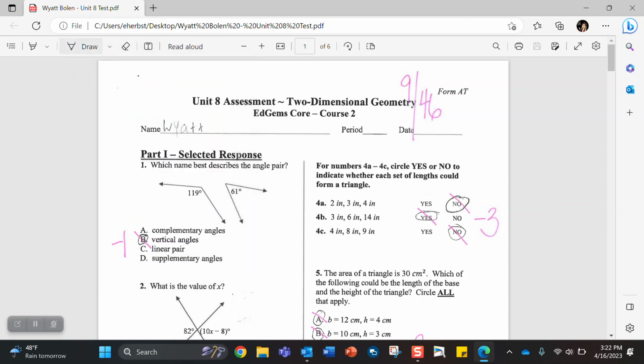Okay, so the first question asks which name best describes the angle pair. He selected vertical angles, but vertical angles are formed by intersecting lines. So remember that, for example, these two angles here would be vertical, and then these two angles on the left and right would also be vertical, and that's not what we have here in this picture. So if you add those two numbers together, 119 plus 61, that is 180, and when two angles equal 180, they are supplementary angles.